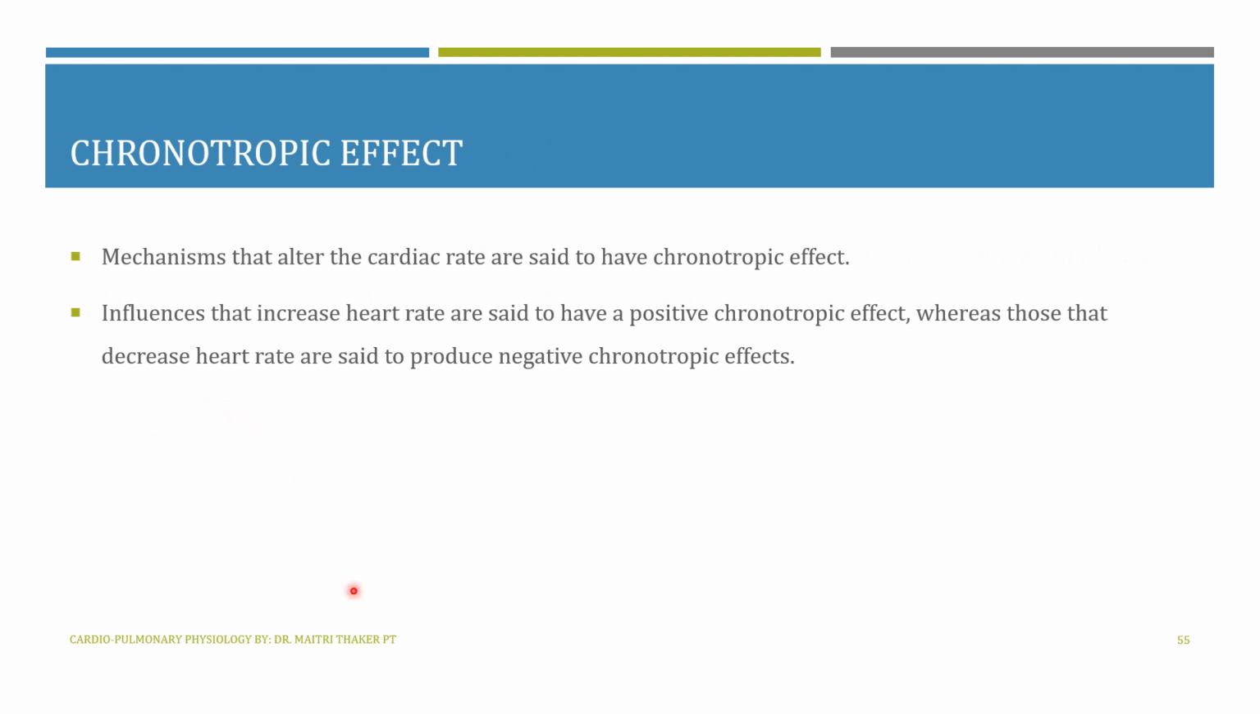Now, based on this, there are two important concepts: chronotropic effect and inotropic effect. So let's understand what that is. First is chronotropic effect. A mechanism that alters the cardiac rate, our heart rate, is said to have a chronotropic effect. An influence that increases the heart rate is said to have a positive chronotropic effect. That is under the influence of the sympathetic system. Whereas those mechanisms that decrease the heart rate have a negative chronotropic effect.